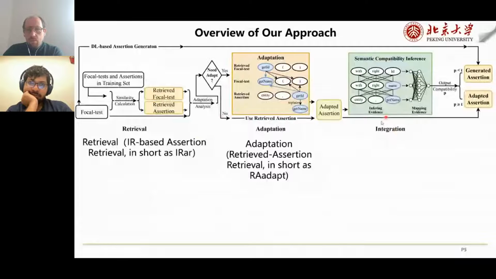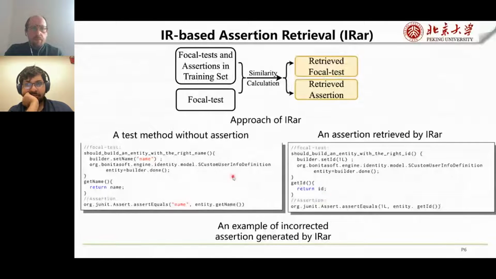The IR-based approach contains two techniques: IR-based assertion generation, in short RAR, and retrieval assertion adaptation, in short Adapt. Here is an example of IR generating an assertion for the input focal plus test method. IR compares it with each focal plus test method in the training set, finds the most similar one, and returns its corresponding assertion.